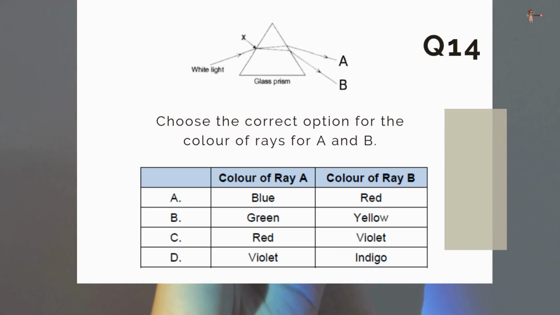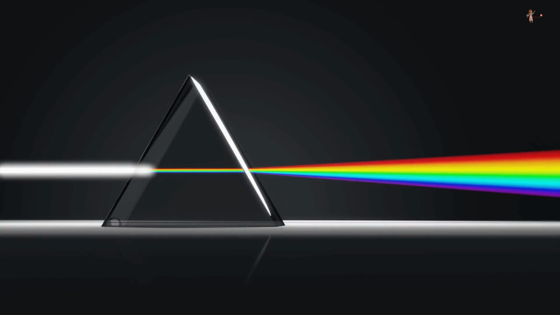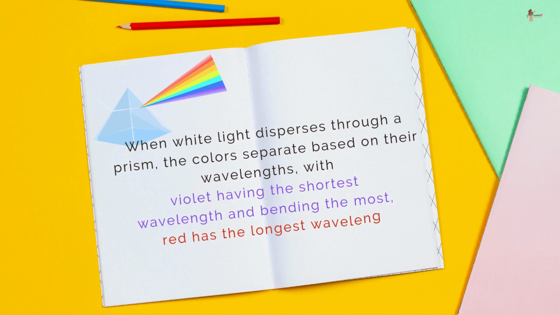Choose the correct option for the color of rays for A and B. When white light disperses through a prism, the colors separate based on their wavelengths, with violet having the shortest wavelength and bending the most, while red has the longest wavelength and it bends the least.